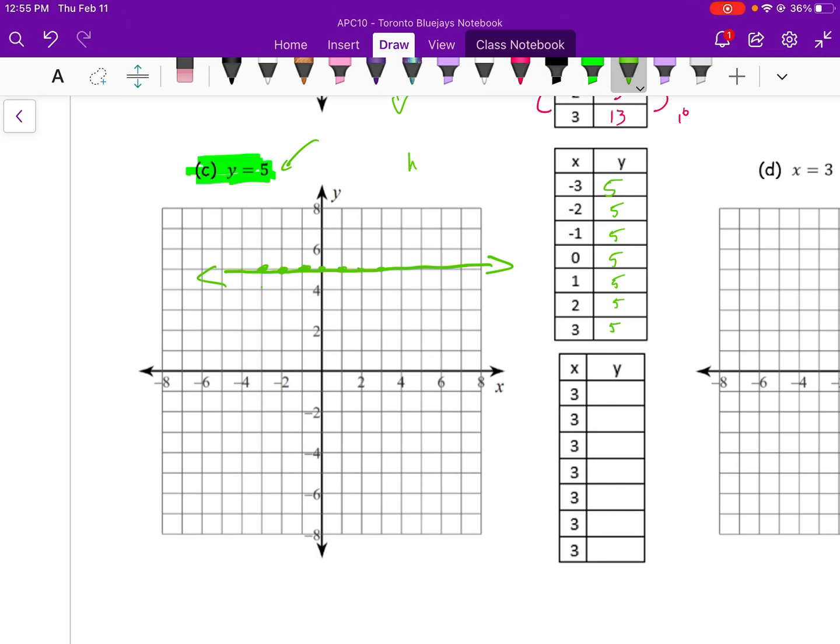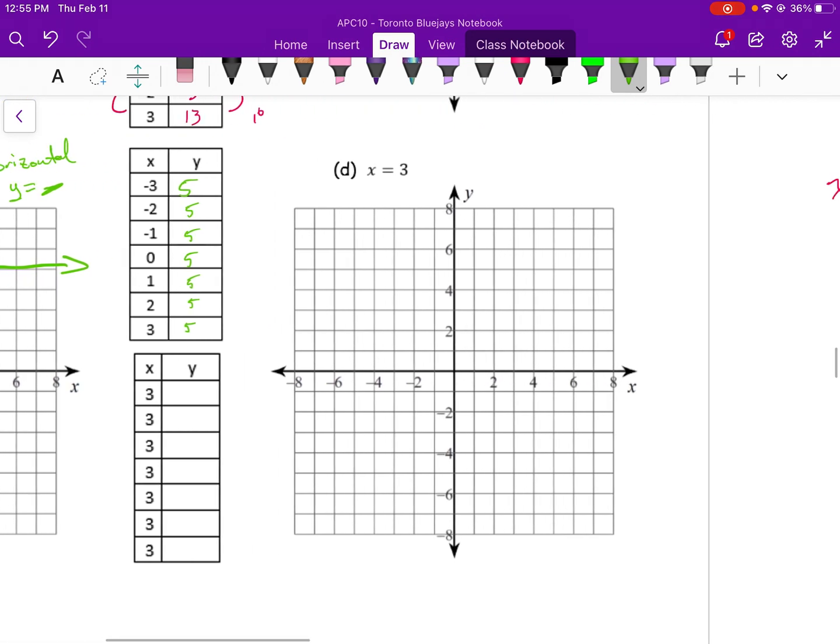Now, this is a horizontal line. I always spot a horizontal line because it looks the opposite of what you think. You're going to have the form y is equal to some constant, like some number. In this instance it is 5. All right.